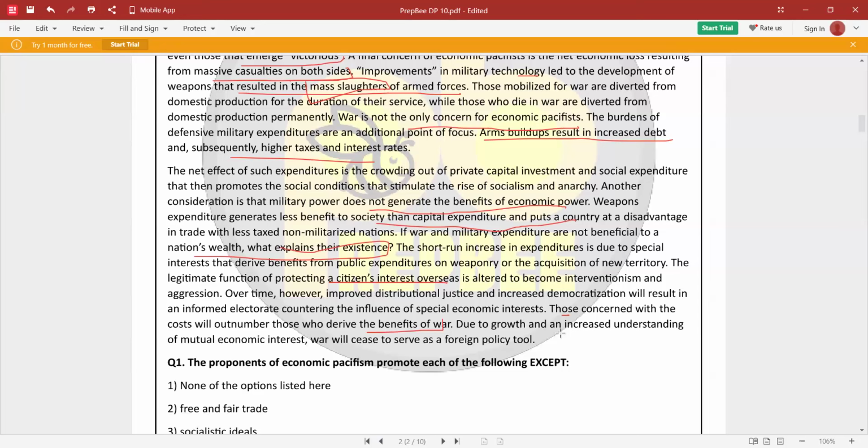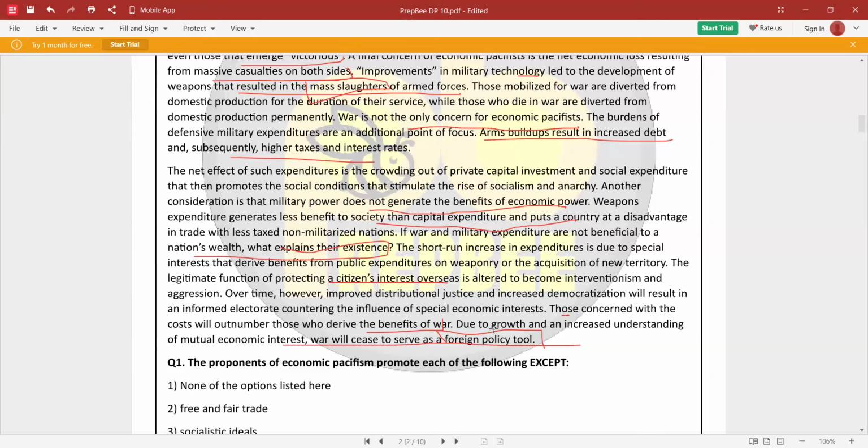Due to the growth and an increased understanding of mutual economic interest, war will cease to serve as a foreign policy goal. So as nations develop and realize the benefits of mutual economic cooperation, war will no longer be used to achieve national goals or national wealth. So it won't be a foreign policy tool. That is the main idea. So basically, they are just trying to showcase the demerits of war when it comes to raising your national wealth. Okay. Now, I hope the passage is clear to you.